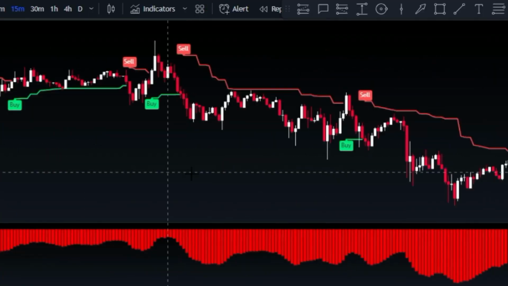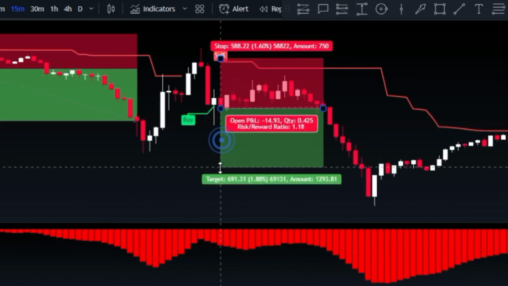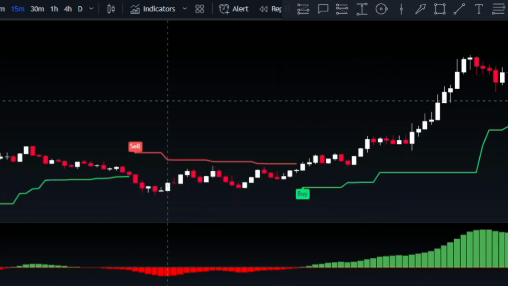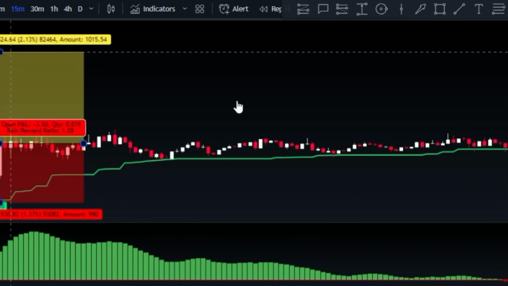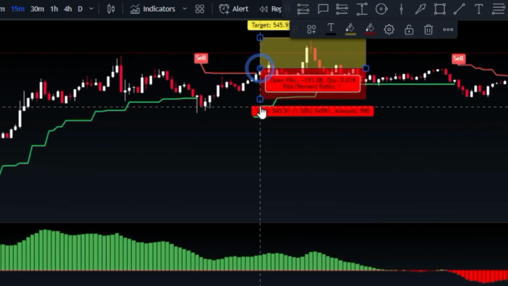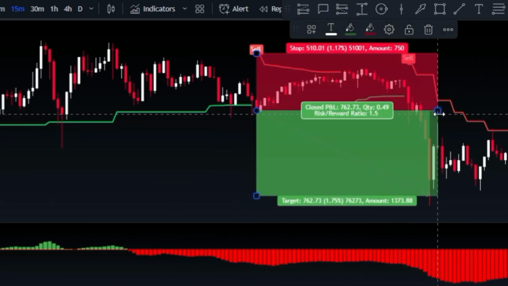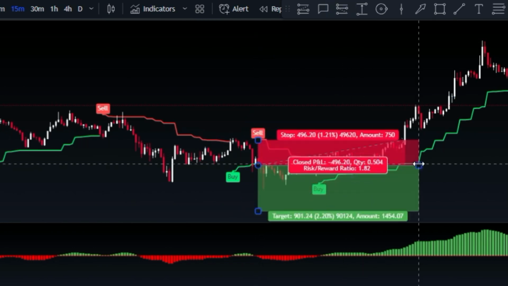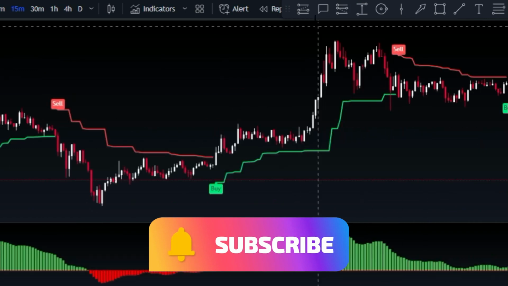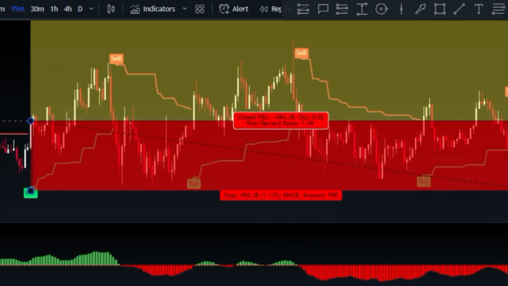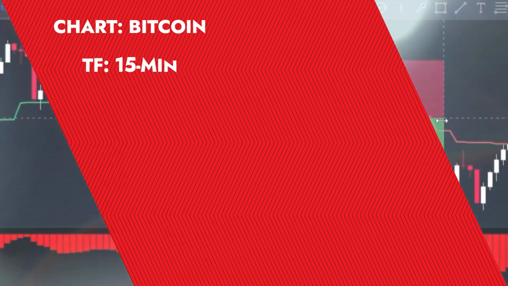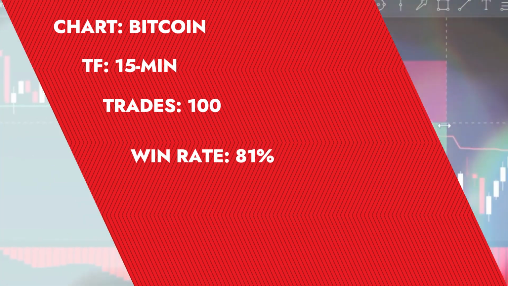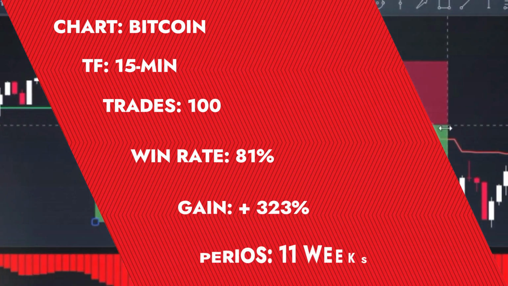Now let's see how the strategy performs in practice. We tested it on Bitcoin chart using a 15-minute time frame, and over 100 trades, it had an impressive win rate of 81% and generated a total profit of 323% over 11 weeks. That's the power of precision trading.